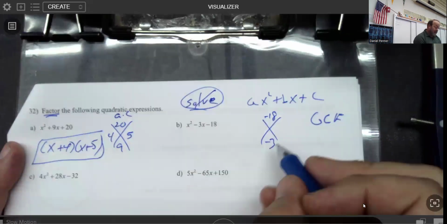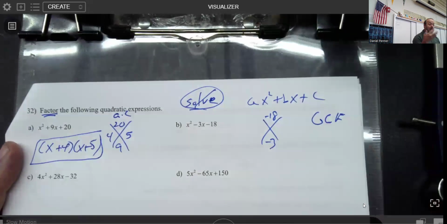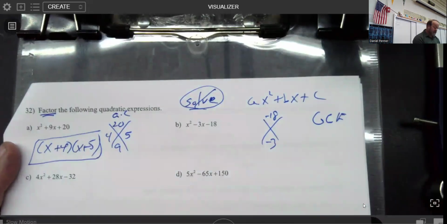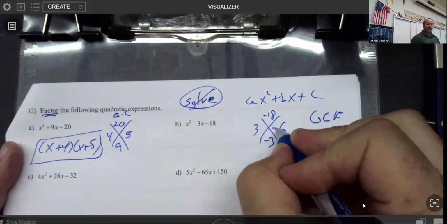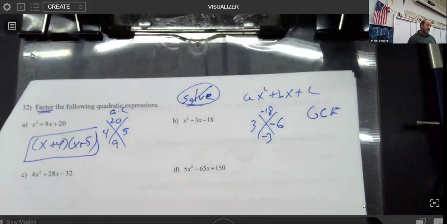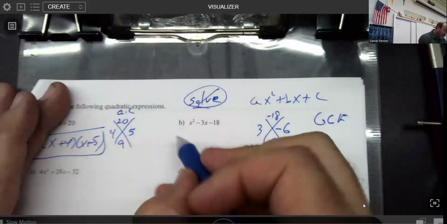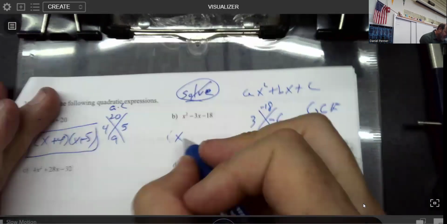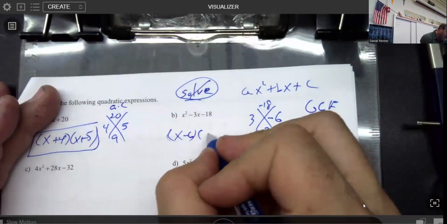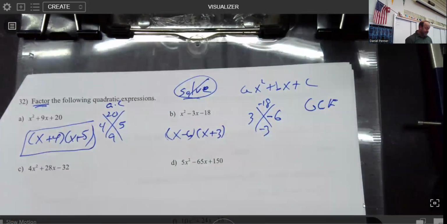Now for letter B here, we're going to come up with two numbers. And again, it has to be a 1 and an 18, a 2 and a 9, or a 3 and a 6. But 3 and a 6 would multiply to negative 18 if 1 was negative. And of course, since the sum is negative, the larger of the two has to be that. So what we've got then is x minus 6 times the quantity x plus 3. And again, it says factor, so I'm stopping right there.